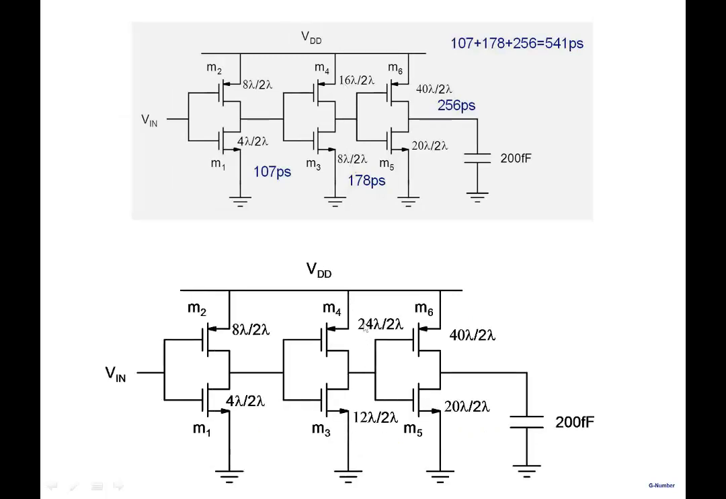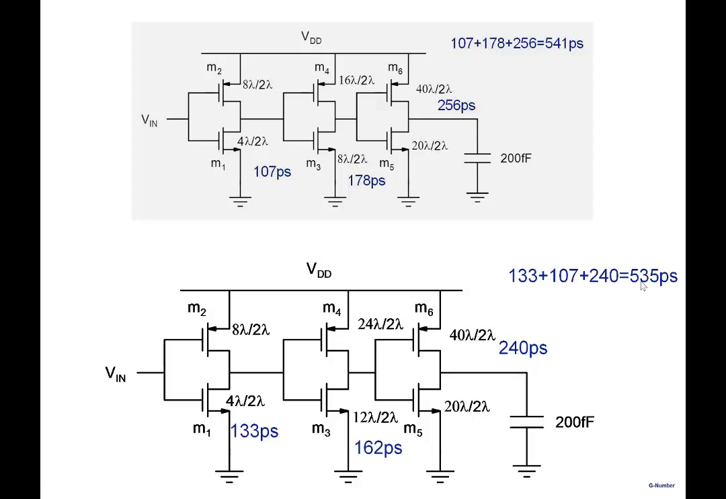Earlier it was 8, so we made it 24, and this was 4, this we made it 12, right? So the first inverter is fixed. The last one, we are still keeping at 5. Now we made it a factor of 3 here. Well, this is what happens to the delay: 240, 162, 133, well, 535.